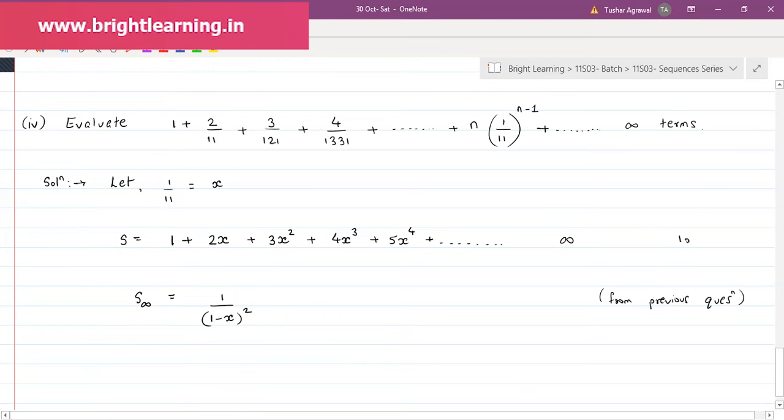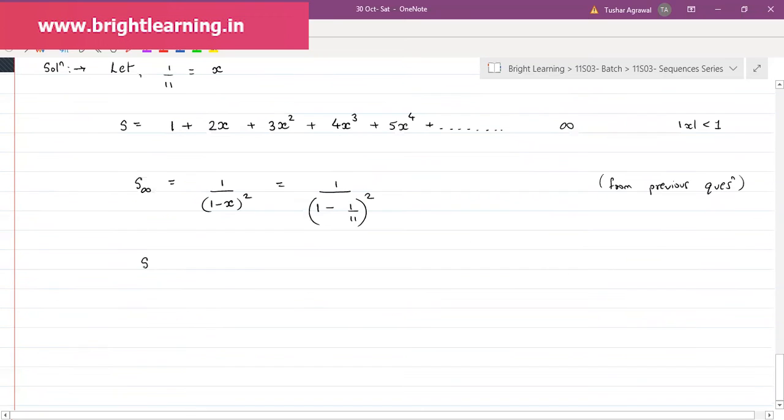Yes or no? So what will be S infinity? S infinity will be equal to 1 upon 1 minus 1 by 11 its whole square. So that will be equal to 1 upon, in the denominator, 10 by 11, whole square. So the final answer will be 121 upon 100.